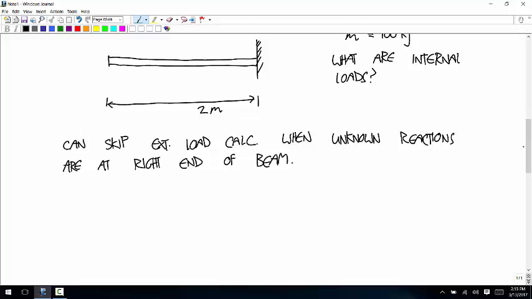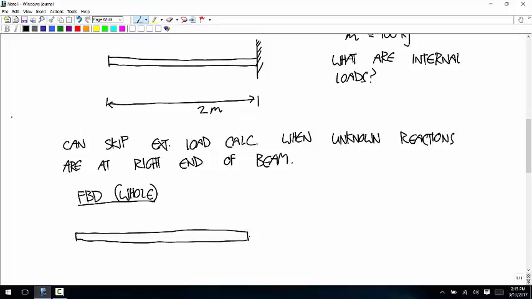Let me draw a free body diagram of the whole thing. Let's see what's going on. We have a total weight force of 100 times 9.81, so 981 is the total force. And that's distributed over 2 meters. So we have a distributed force that's 981 divided by 2 meters.